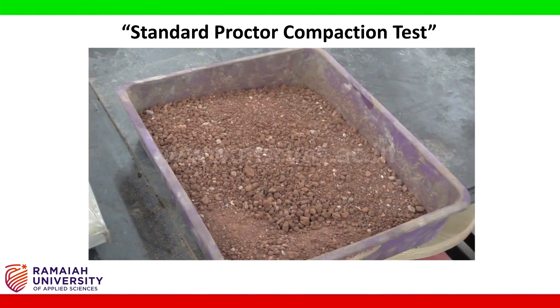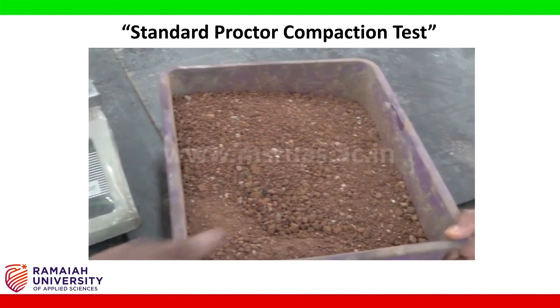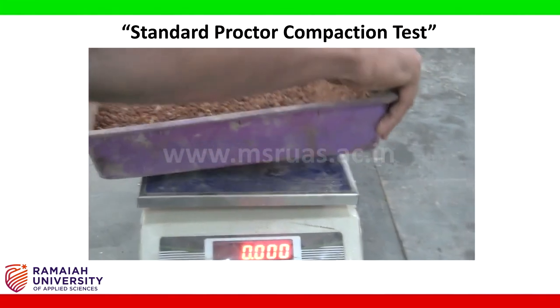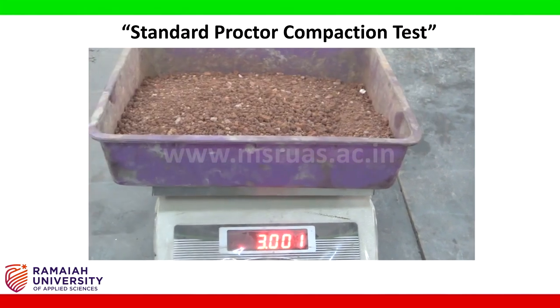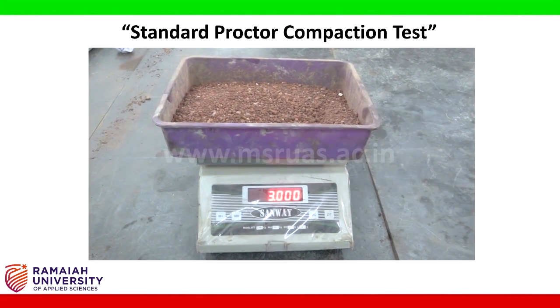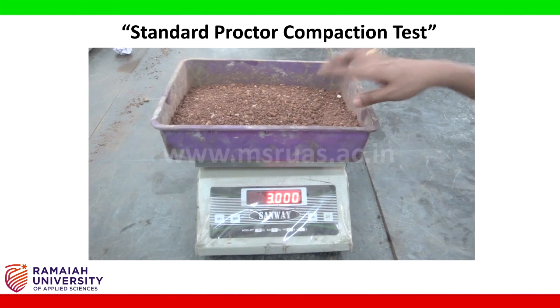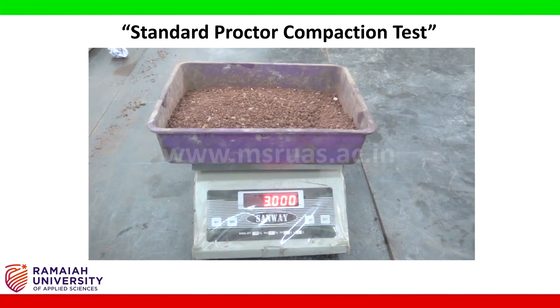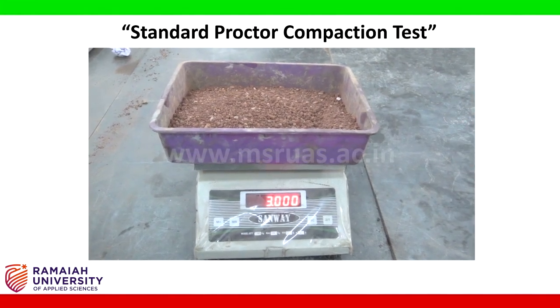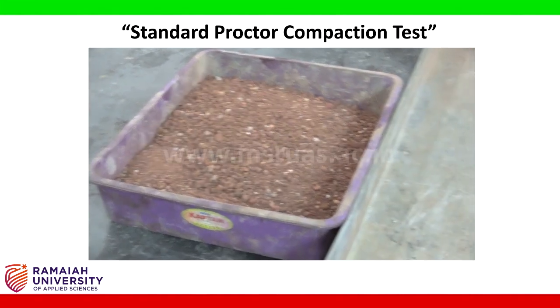Now measure around 3 kg of the soil sample. So around 3 kg of the soil sample is taken. This soil sample is almost dry, so we will add water according to its dry weight. After weighing the sample, place the sample in the mixing tray.